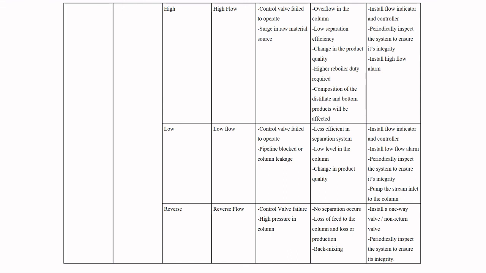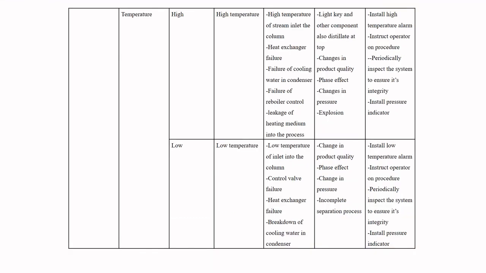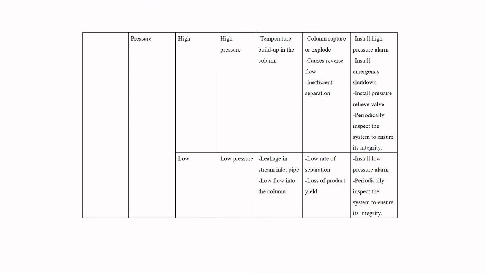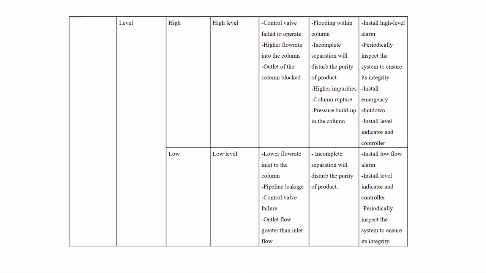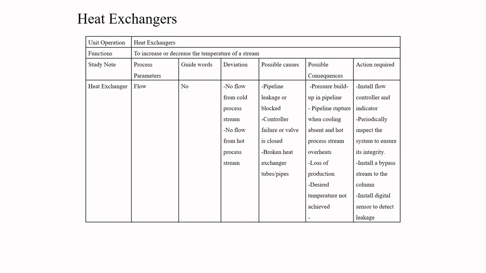Same as the others, there are also other deviations for the flow in the distillation column, which are high flow, low flow, and reverse flow. For temperature, it is high temperature and low temperature, and for pressure, it is high pressure and low pressure. Okay, for the level we have high level and low level, and this is the analysis for the distillation column. Okay, now we move on to the heat exchanger.